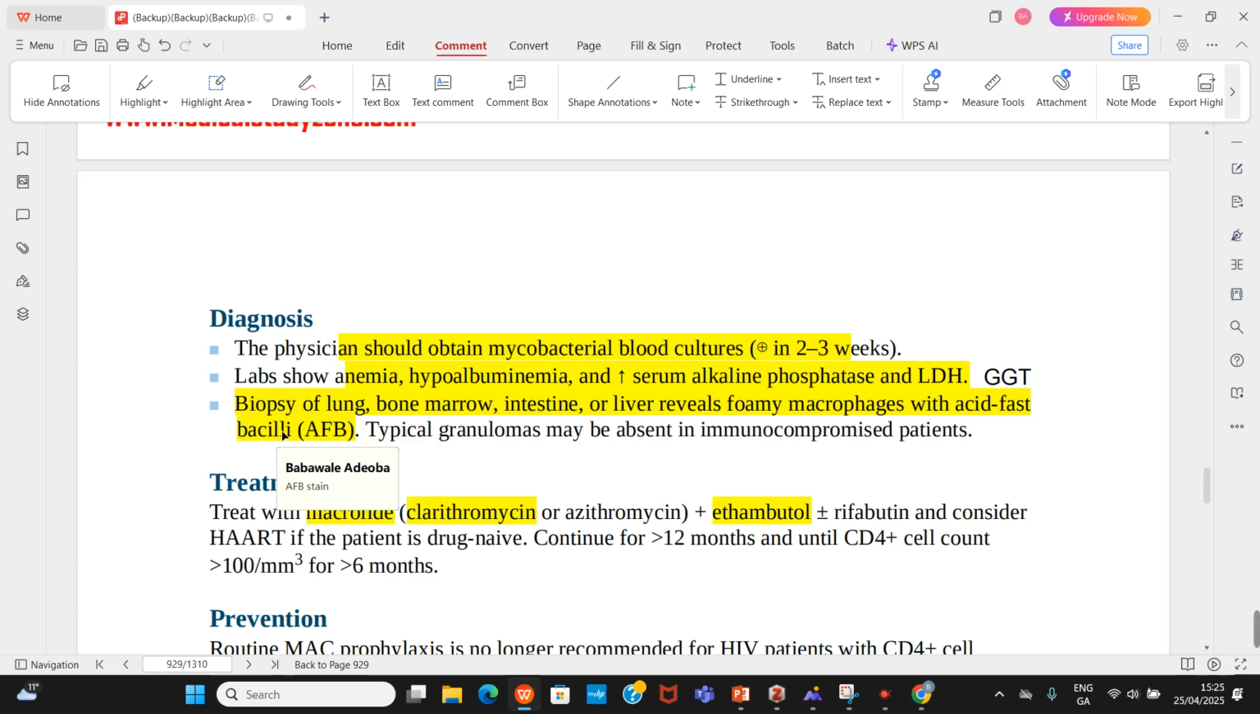And of course, we can also obtain biopsy of other potential sites that we feel can be involved, depending on the presentation. So we could obtain biopsy of the lungs, subjected to the AFB stain, bone marrow because of the cytopenia that they can have, intestinal biopsy because they can have abdominal pain, nausea, vomiting, diarrhea, liver because of the hepatosplenomegaly. And we are going to be seeing the foamy macrophages with the acid-fast bacilli.